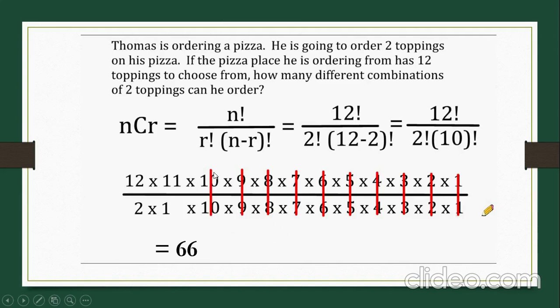So to make it simpler, we can cancel 10, 9, 8, 7, 6, 5, 4, 3, 2, 1 of both the numerator and the denominator because that is common to them. They can be cancelled out. So what is left is 12 times 11 divided by 2. So 12 times 11 divided by 2 is equal to 66. So meaning to say, there are 66 combinations of 2 toppings that Thomas can order or can choose for him to order.